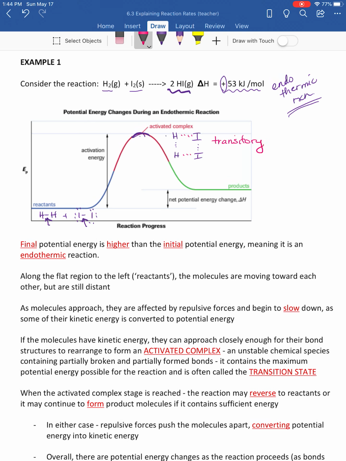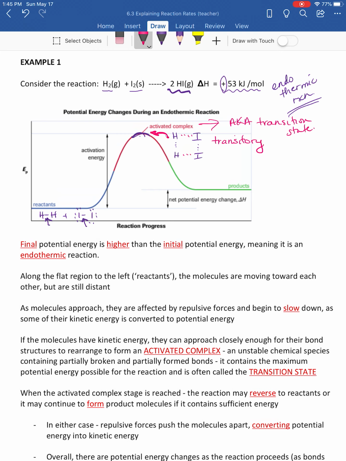Now this is transitory, right? Nothing's set in stone yet, okay? And this is what we see right at the top of the activated complex. And another word for activated complex, also known as the transition state. Okay, so this is where, and it is exactly what it means. It's a transition state. You're transitioning from hydrogen gas and iodine to hydrogen iodide.